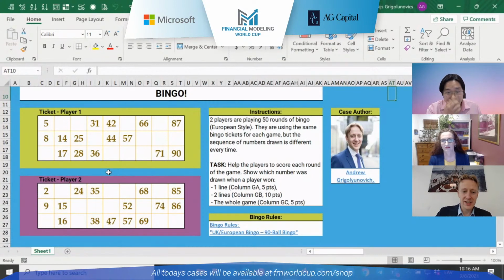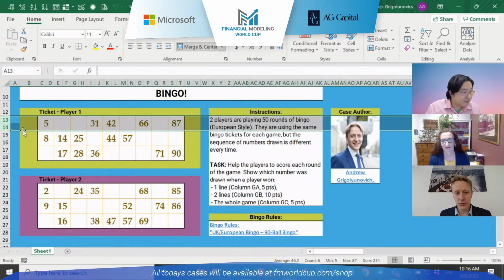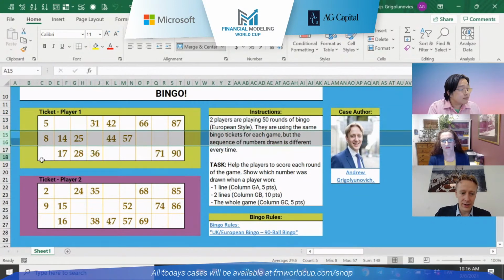So in America they have cards. There are a little different rules there, but in Europe there are tickets. And each ticket has 3 lines, as you see here. The first line is over here. That contains numbers 5 through 31, 42, 66, and 87. The second line is over here, and the third one is over there.